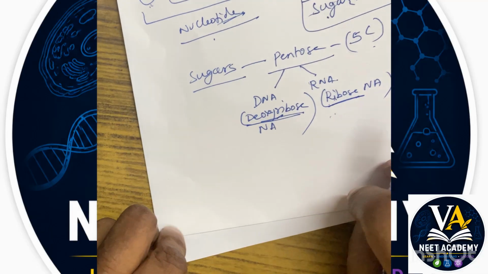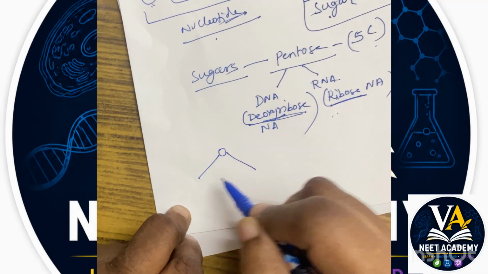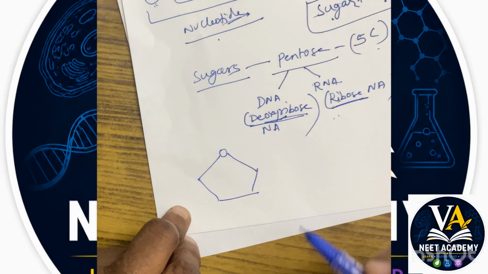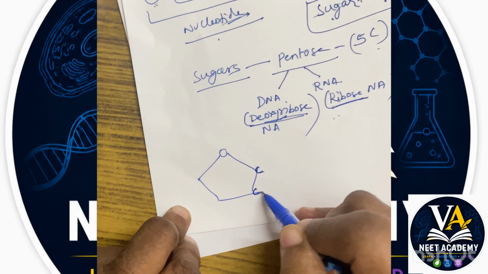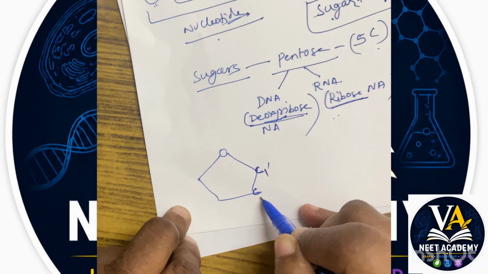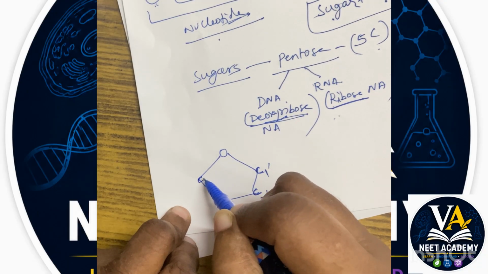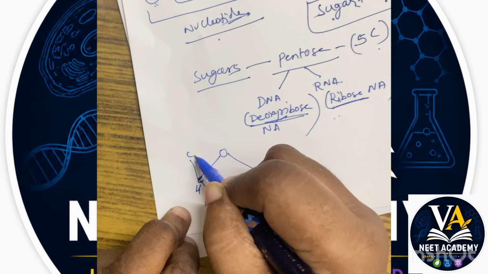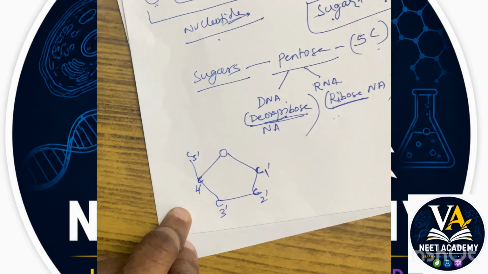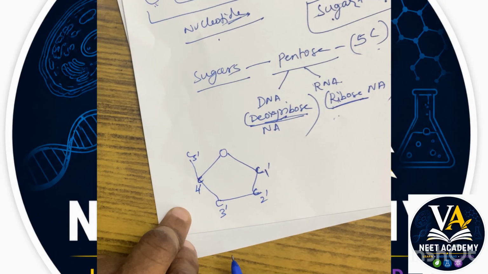Okay. So, if I draw the 5 carbon component, you will be drawing the structure something like this. C1 prime, C2 prime, C3 prime, C4 prime and then C5 prime. This is the 5th carbon. So, 1, 2, 3, 4 and 5 carbon ribose sugar, pentose sugar.